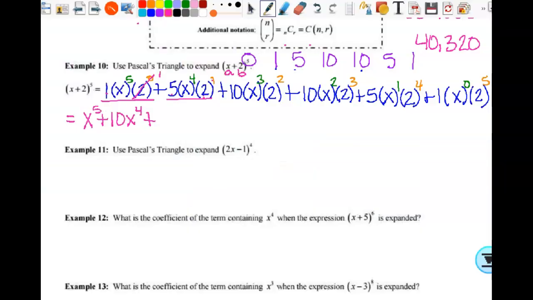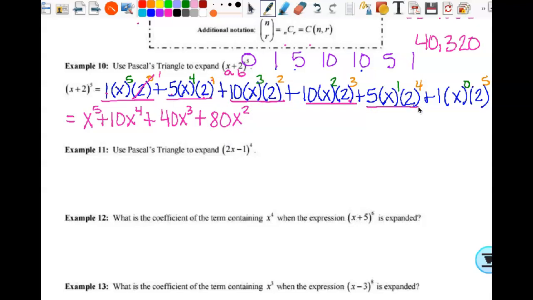Plus, then I look at this one. I've got 2 squared, which is 4, times 10, 40x cubed. Yes? Then here, what's 2 cubed? 8. So 8 times 10 is 80. So this gives me 80x squared.